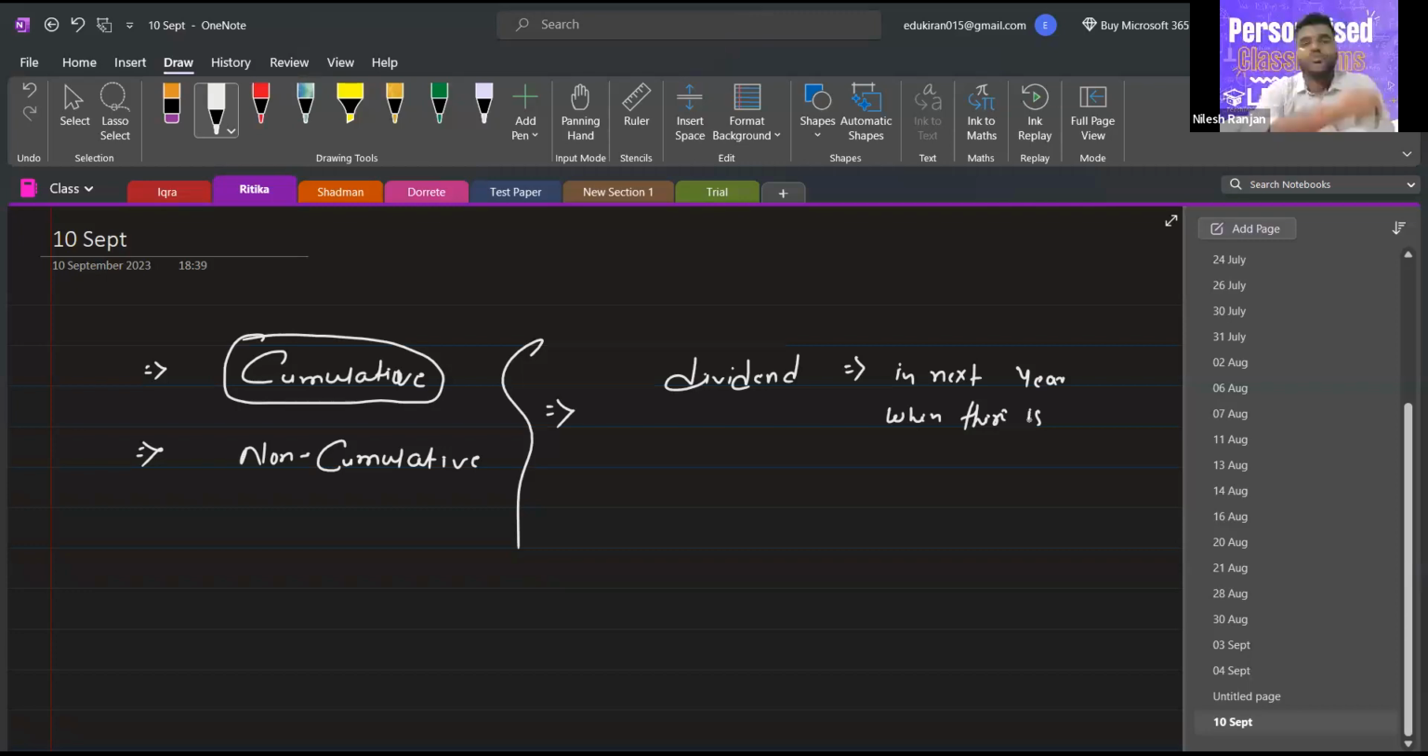So that's why we say that preference shareholders are not actual owners, because they also don't have voting rights. But in balance sheet, we show it under shareholders fund. It means we are showing it as owners. So owner will not get any dividend or any profit share if there is no profit.